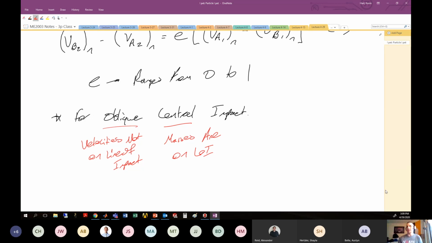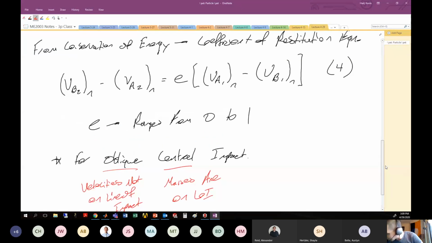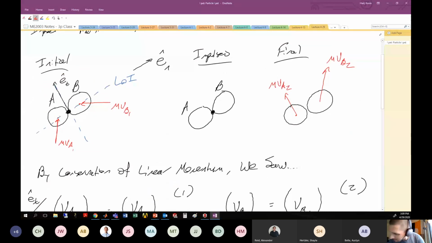All right. Oblique impact is, again, the velocity is not necessarily in the line of action, which we kind of drew up in this figure here. We see that this particular velocity is not on the line of action. So this is an oblique impact.